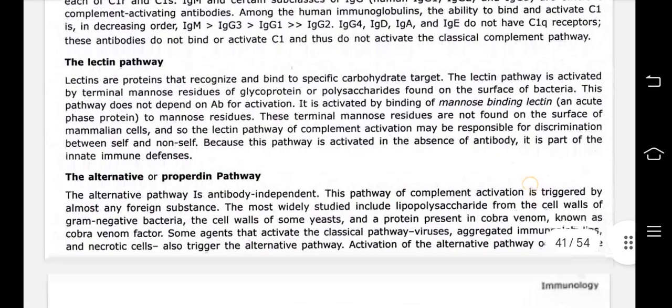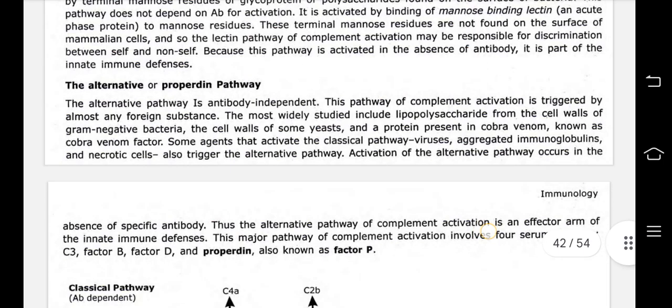These terminal mannose residues are not found on the surface of mammalian cells, and so the lectin pathway of complement activation may be responsible for discrimination between self and non-self. Because this pathway is activated in the absence of antibody, it is part of the innate immune defense.